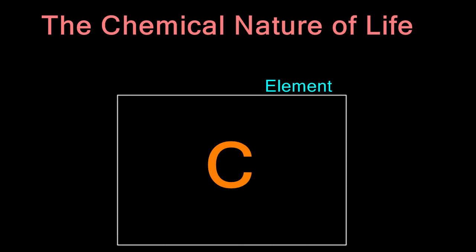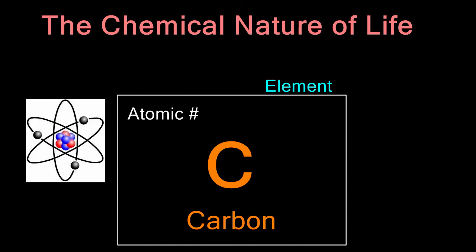Just below the chemical symbol is the element's name. In this case, C stands for carbon. In the upper left-hand corner of the box is the atomic number. The atomic number tells you how many protons are found in the nucleus of the atom. In the case of carbon, the atomic number is 6. This atomic number is usually how each element is identified.